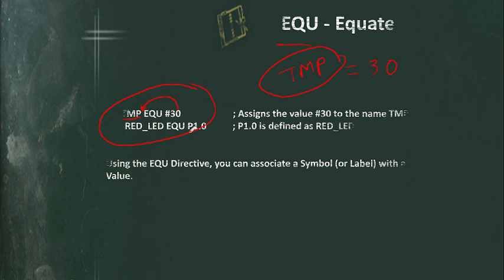Here we have another example. Instead of writing P1.0, we can write RED LED. We are defining that to a particular label, a particular name.